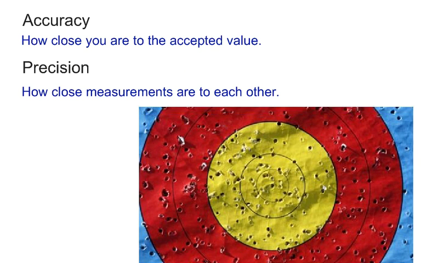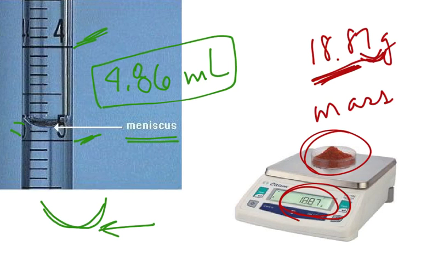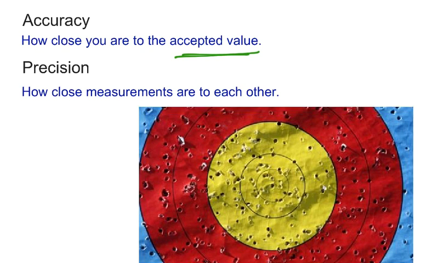Now, accuracy is talking about how close you are to the accepted value. If we are talking about something like a glass measuring device, then we are pretty much trusting that the numbers written on there have been drawn in the correct place. If we're talking about a balance, however, they do tend to change, so we usually take a small weight and put it on the balance, and we can calibrate to make sure that we are getting the correct readings. So we want to make sure that we have accurate amounts.